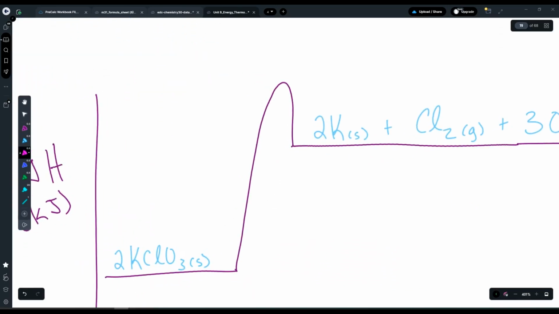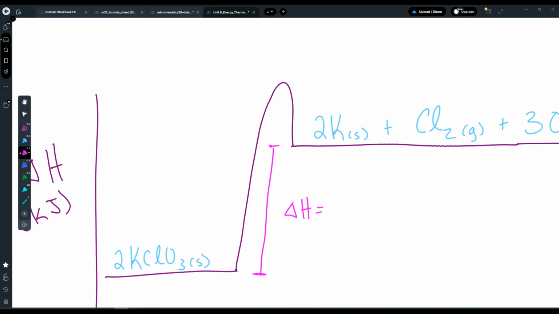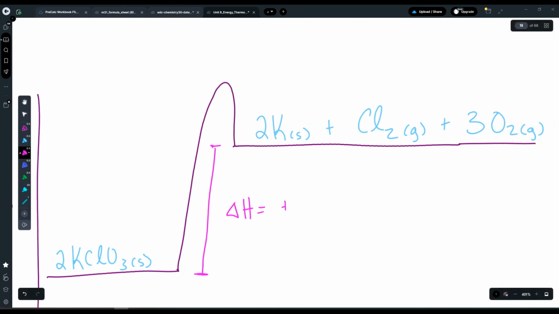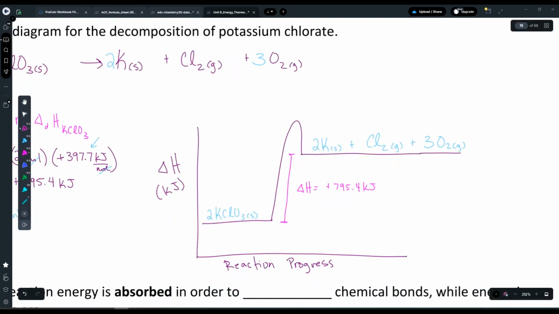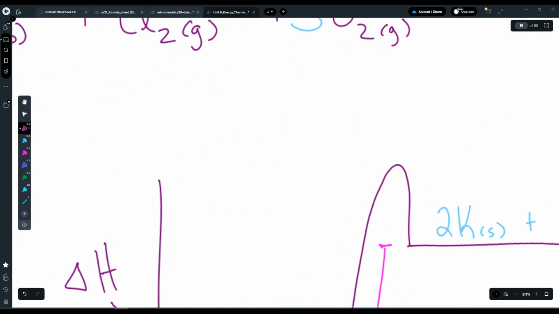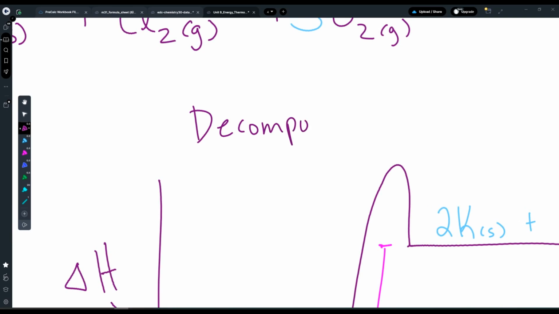All right, and my change in enthalpy is equal to positive 795.4 kilojoules. Okay, and then last but not least, I'm going to label this. This is just the decomposition of potassium chlorate.